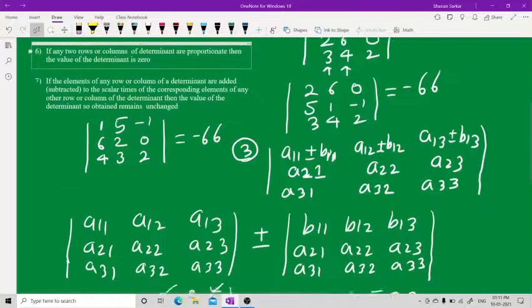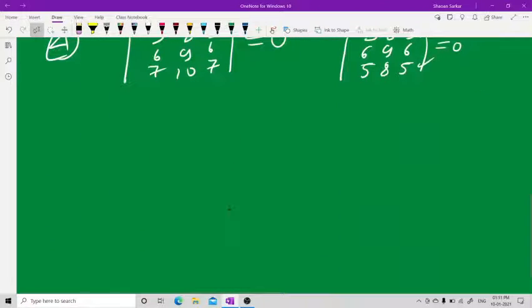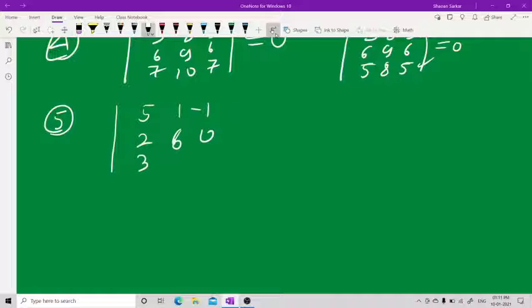Let's see this here. Suppose I take the same example: 5, 1, minus 1, 2, 6, 0 and 3, 4, 2, and the value I got is 66. Suppose I multiply the first row with some number, say 2.